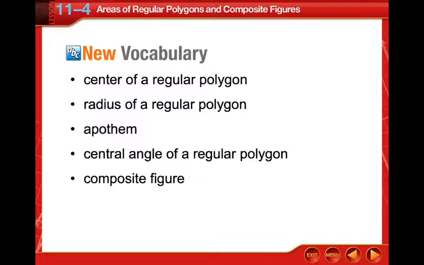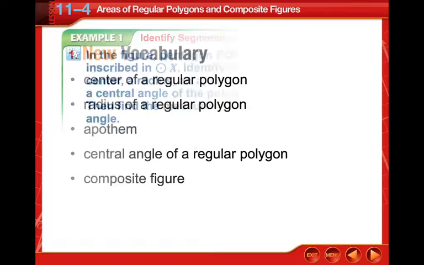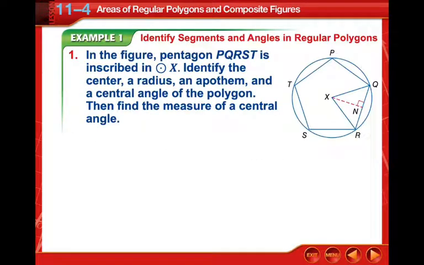The composite figure, figure built by multiple different items. So here is kind of our process of figuring out just the ways we need to actually find the area of a polygon that's not one of the ones we've already seen.